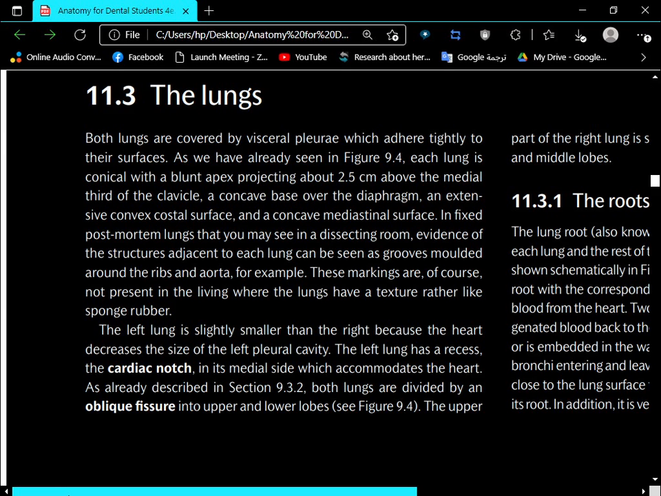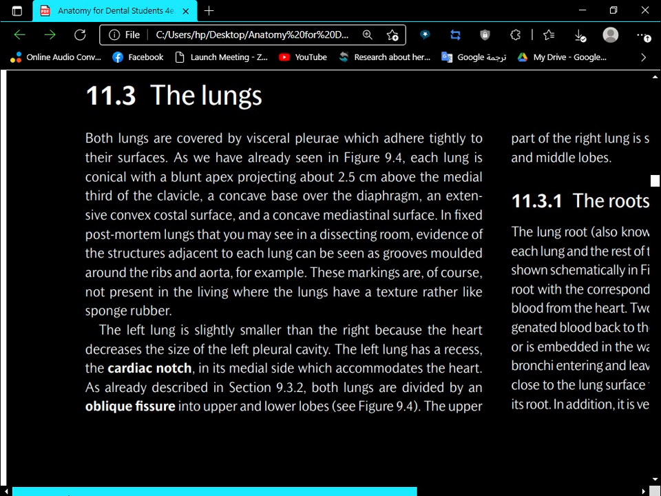The lungs. Both lungs are covered by visceral pleurae which adhere tightly to their surfaces. As we have already seen in the figure, each lung is conical with a blunt apex projecting about 2.5 centimeters above the medial third of the clavicle, a concave base over the diaphragm, an extensive convex costal surface, and a concave mediastinal surface.